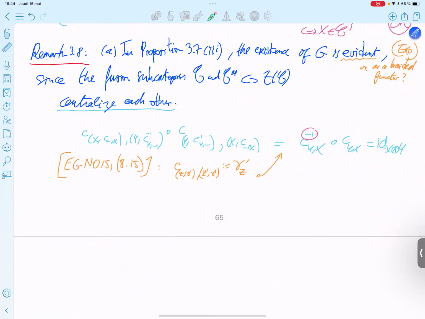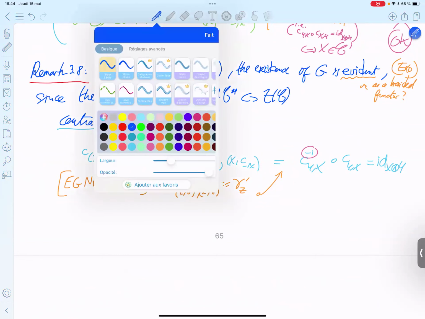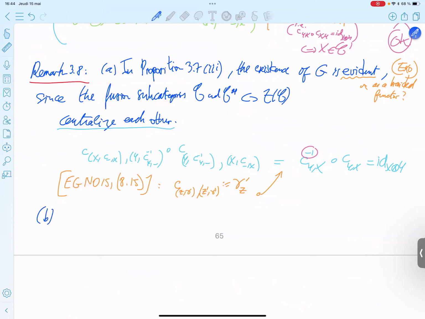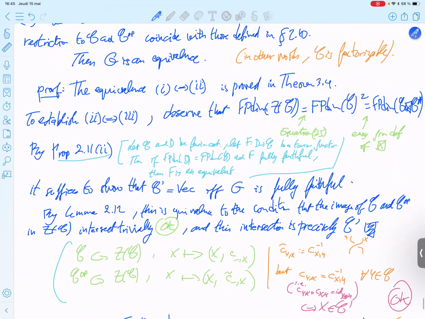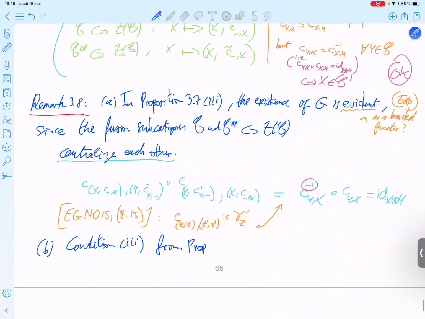Okay, so second remark, B. The remark is just, as I already mentioned before, that condition 3 means factorizability. So this condition 3 in the proposition is the equivalence condition. This means factorizability.